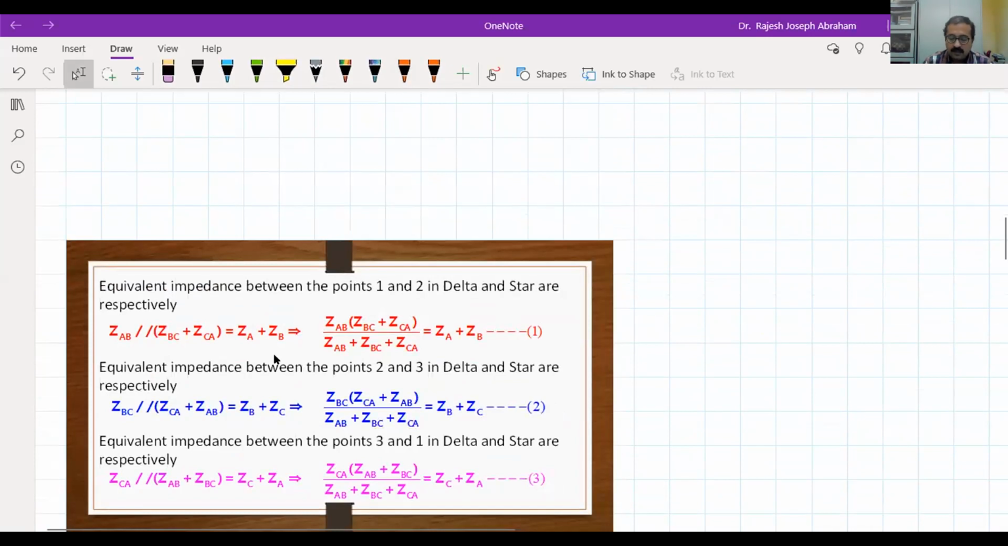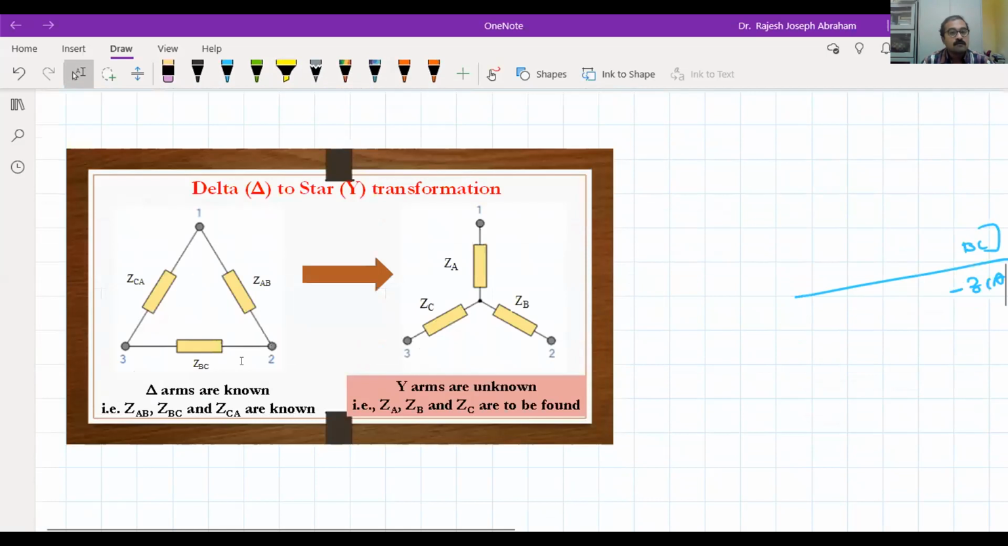So between points 1 and 2, the impedance in delta and star will be like this: ZA plus ZB equal to this. The equation between 2 and 3 will be given by equation 2. Between 3 and 1, it is given by equation 3. Now, suppose you are given a delta network. We can transform that into star. So it means that ZAB, ZBC, and ZCA are known, and ZA, ZB, and ZC are unknown. These are the star branches which are to be found in terms of ZAB, ZBC, and ZCA.